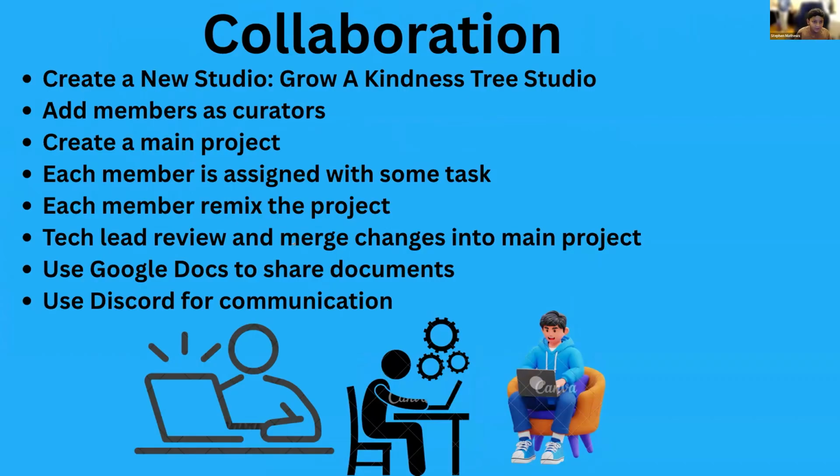My name is Steven. So first we created our studio, which we named the Grow a Kindness Tree Studio. And then we added members such as me and Gabe and Ryan as curators so that we could edit it and make it better. So then we created a main project, and each member is assigned a random task to improve our game. And so every member remixes the project and merges it into the main, and that's how we improve it. So we used Google Docs to share documents, and we used Discord for communication.